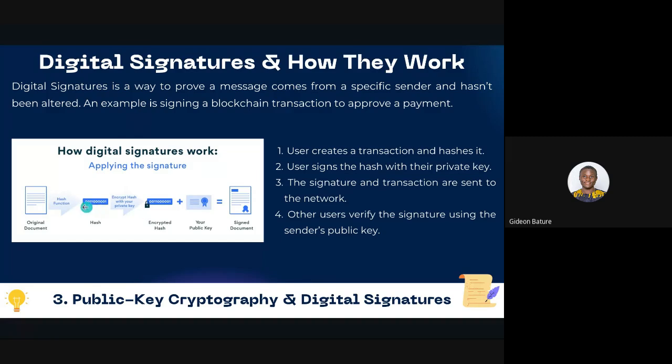Because it's not the original document that you actually encrypt. It is the hash of the original document that you encrypt. Then next, you combine it with your public key. Upon combining it with your public key, you have a signed document. So let's look at the process, how it works. So first, the user creates a transaction and hashes it, right? Then next, the user signs the hash with their private key. Are you seeing? So signature or signing is being done with the private key.